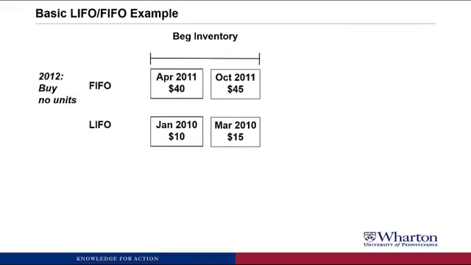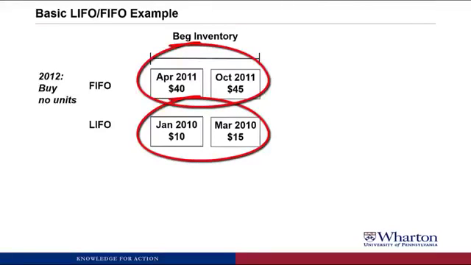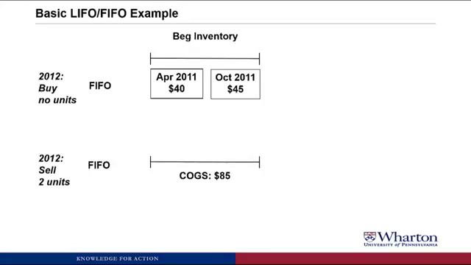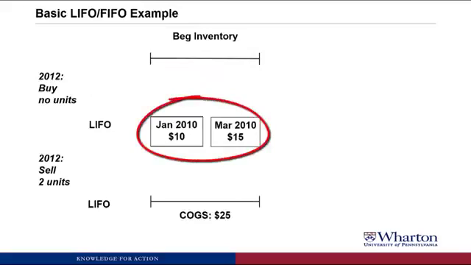Let's finish off this example. In 2012, we come in with different beginning inventory depending on whether it's FIFO or LIFO. And we're not going to buy any more units. Instead, we're just going to sell the units that we have and go out of business. So under FIFO, we sell these 2 units. And the cost of goods sold is 85, so basically the cost of what's in beginning inventory. Under LIFO, we sell these 2 units, and the cost of goods sold is 25. Again, the cost of the 2 units that were in beginning inventory.